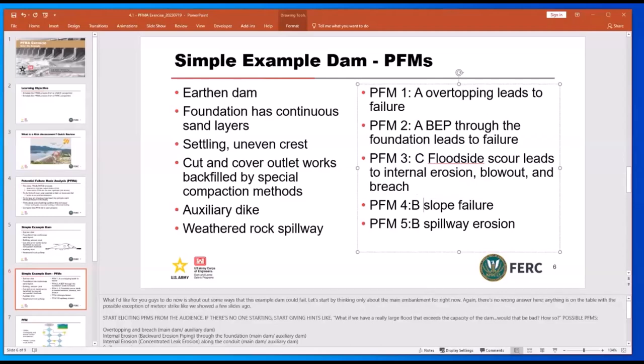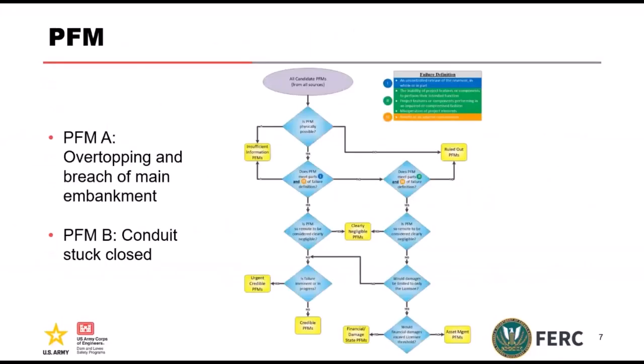And so I also wanted to come back and talk about our next one, which is doing this from the FERC perspective. Let's say we ran through the brainstorming part, and we've come up with a bunch of failure modes, but we're going to look at two of the failure modes that we've brainstormed. First one's going to be overtopping and breach of the main embankment, and PFM B, conduit stuck closed. We're going to run this through FERC's process of screening failure modes. So let's start with overtopping and breach of the main embankment.